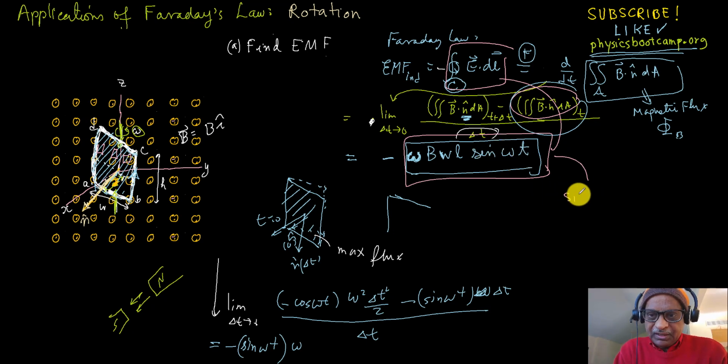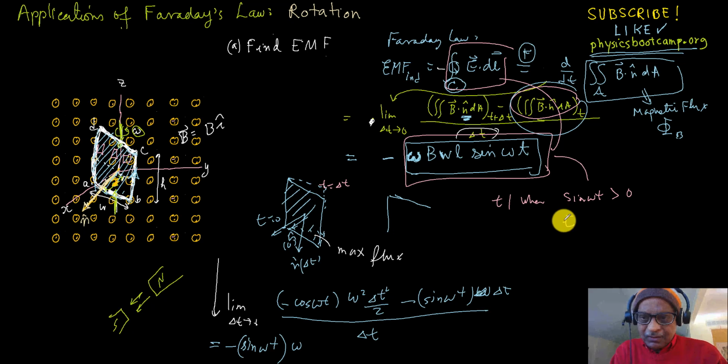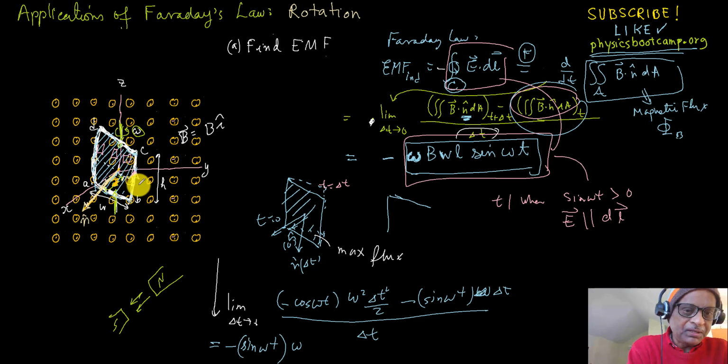if sine omega t is positive, so this is t when this is the case here for t equals delta t. In that case, what's going to happen is E will be in the same direction as dl, and dl was going up here, so the electric field will be going up, and the induced current will be in the same direction.